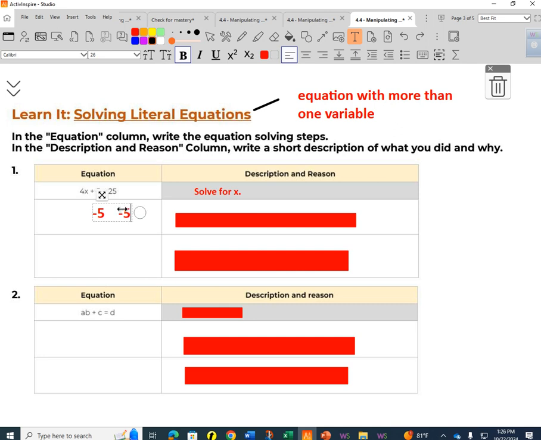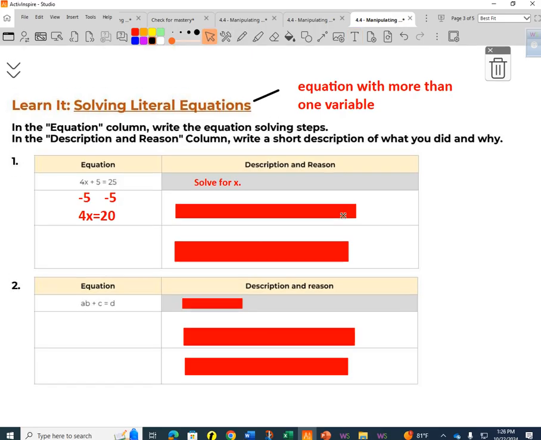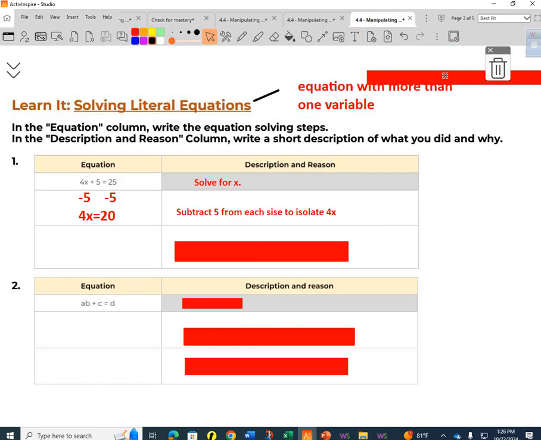My pen is not working. I'm doing the best I can here. And so now we're going to have 4x equals 20. Everybody with me? What do we do next? Well, actually, it's still in our description or our reasons there. So I think the easiest way to do it is to do a step and then write what you did verbally, right? Do a step and then write what you did verbally.